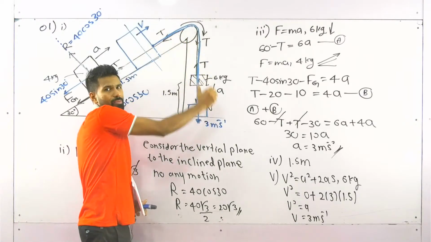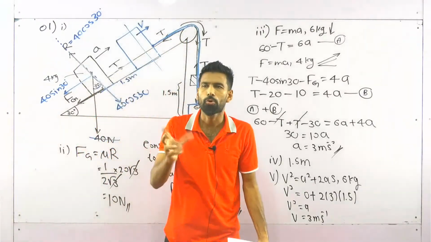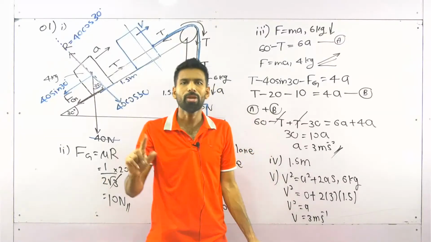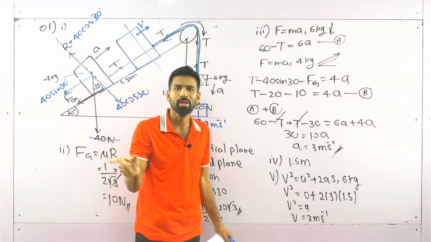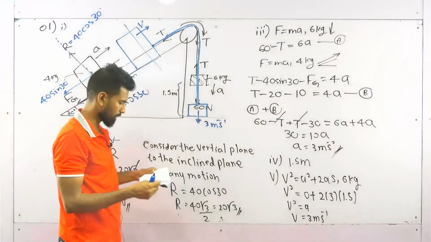Tension will lose its taut condition, and due to that, the tension of the string will become 0. Okay?